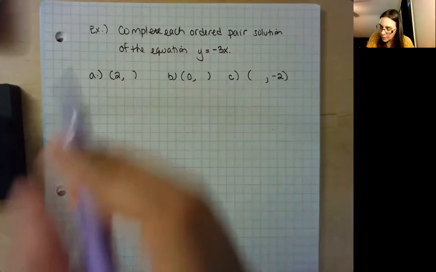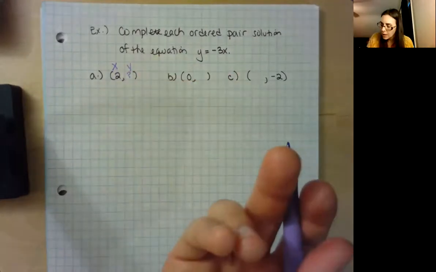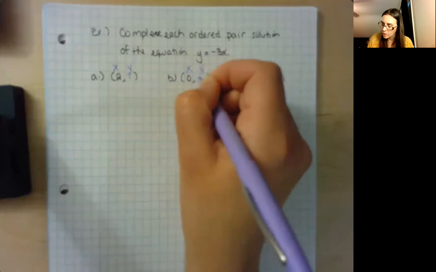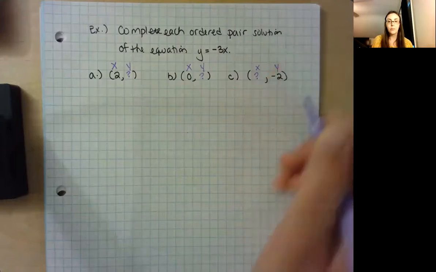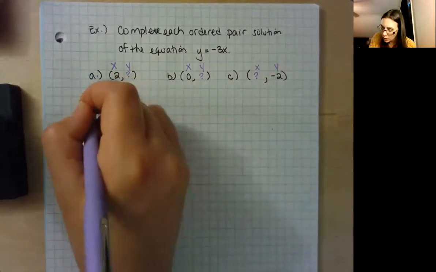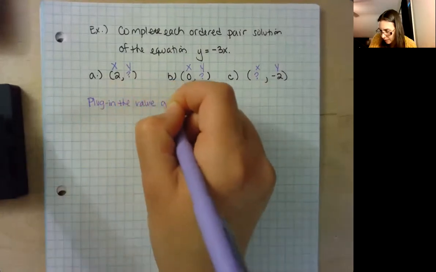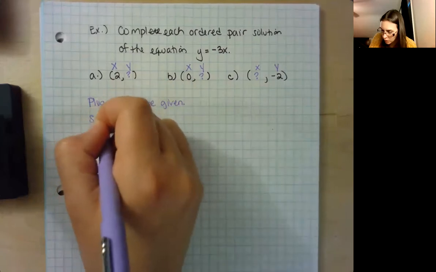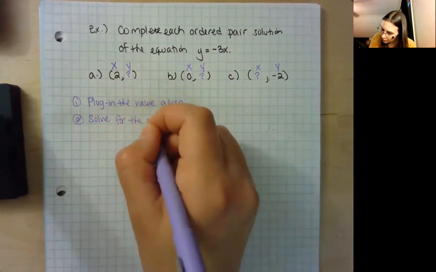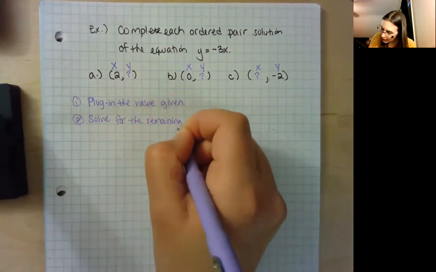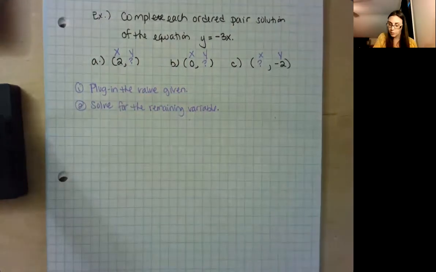And again, notice that in some of these examples, I know the x value, but my y value is a question mark. Here, again, I know the x value, but my y value is a question mark. And then in the last example, it's the other way around. I don't know the x value. So what you're going to do is plug in the value given, and then solve for the remaining variable. And we're going to use all the solving techniques we already know. So it's not going to end up changing here.